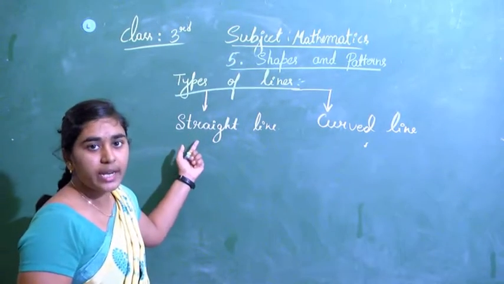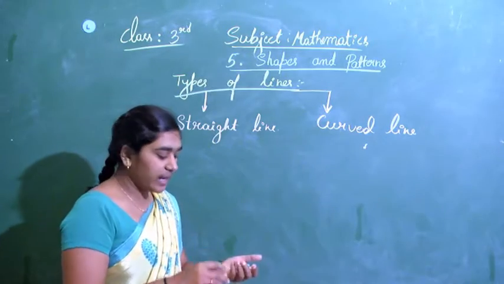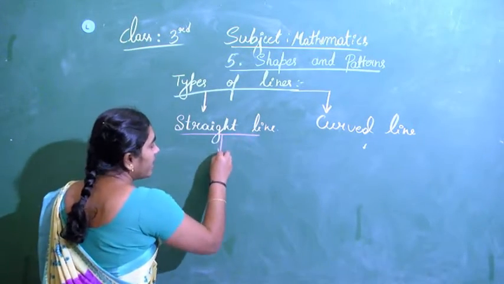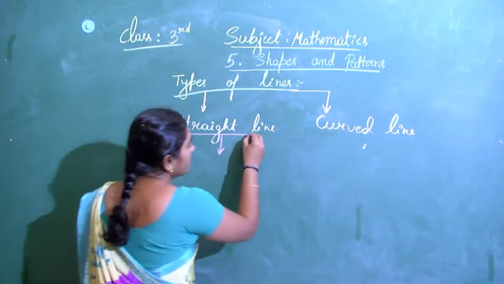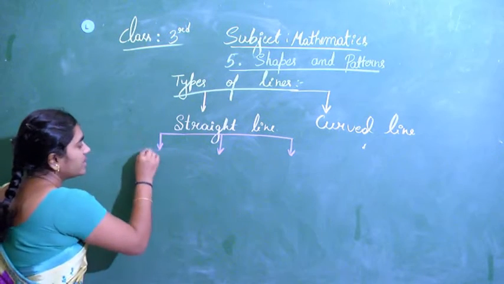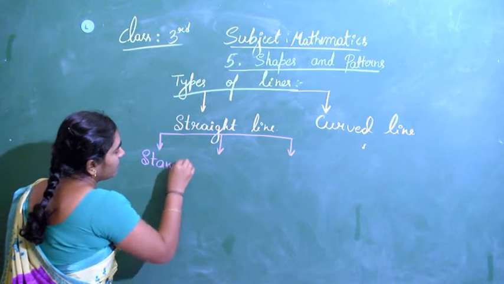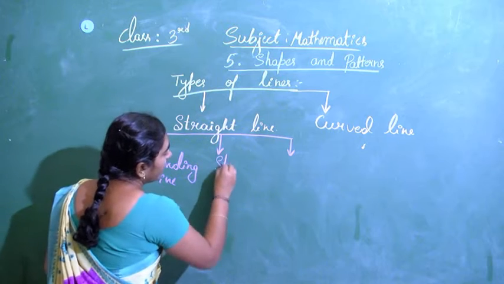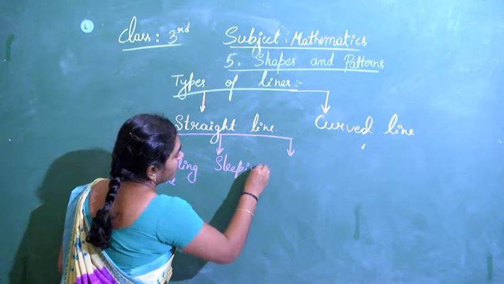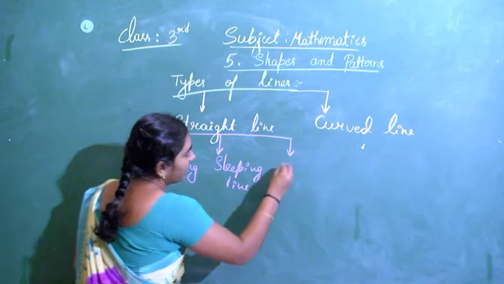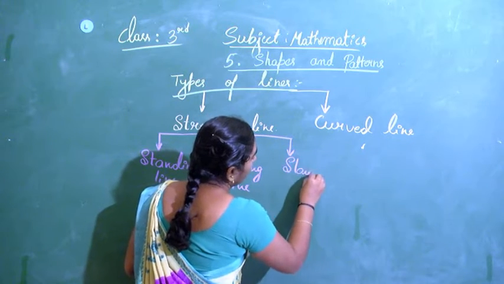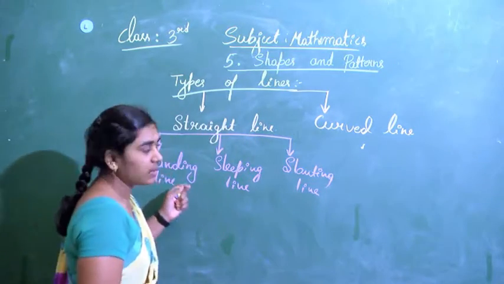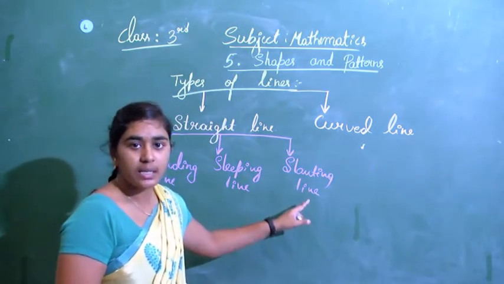How do we draw the straight lines? Again in straight lines we get types. In the straight line, again we have three types. In that, the first one is a standing line, sleeping line, and slanting line. Correct? Standing line, sleeping line, and slanting line.